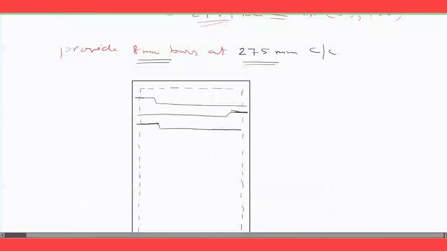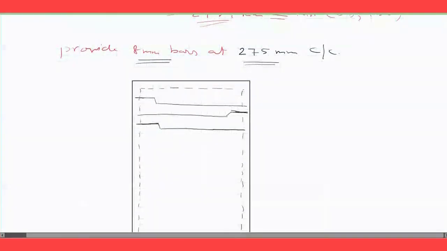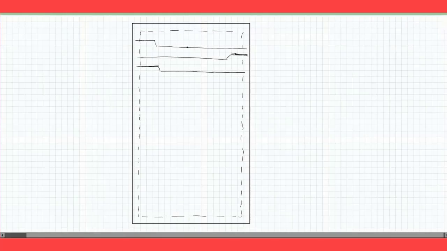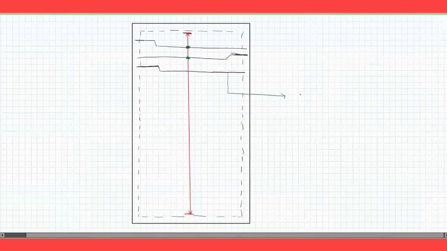And how you'll be providing? You'll be providing from this distance from here. Let me take another line. From here till here, you'll be providing. This bar you'll be providing at a spacing of 225 millimeters center to center. So I can mark like this. It means that these bars are going to be provided from here till here. And what is this bar? You can mark 10 mm at 225 millimeter center to center. So this is your main reinforcement.